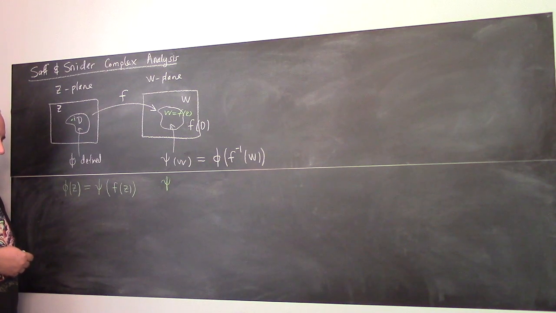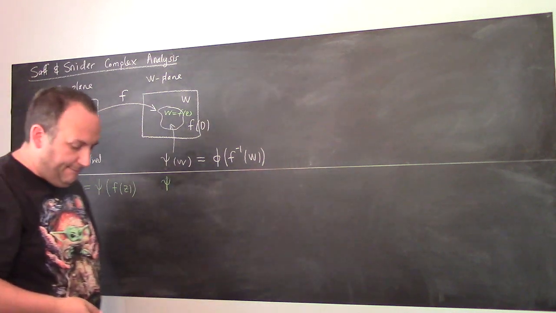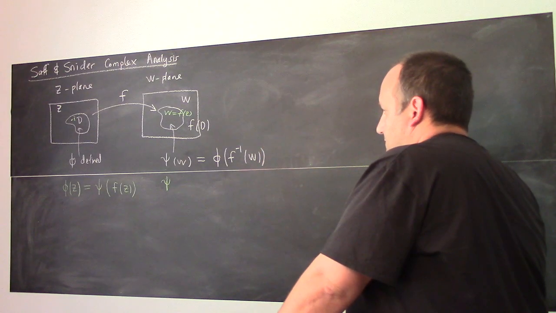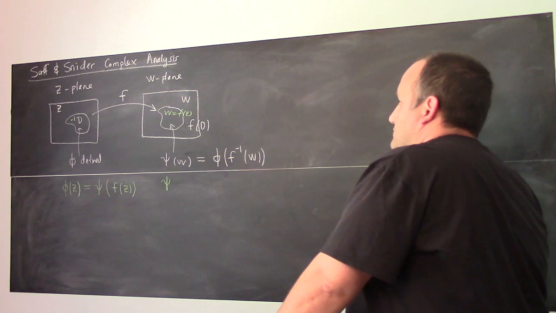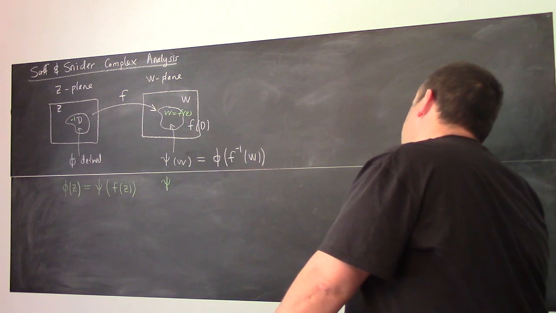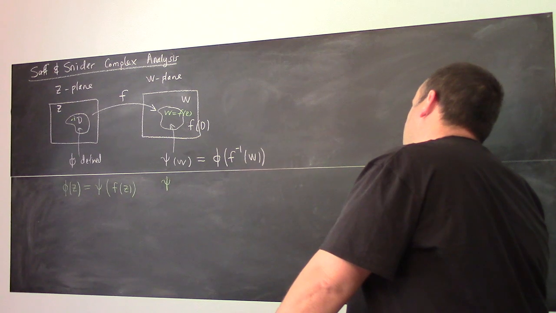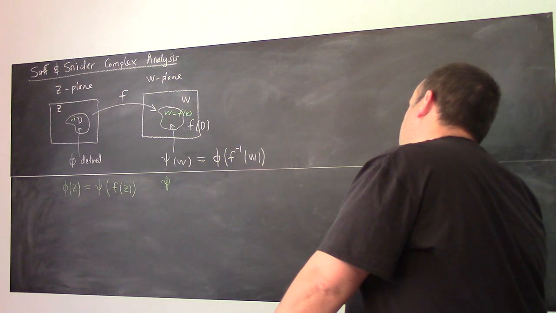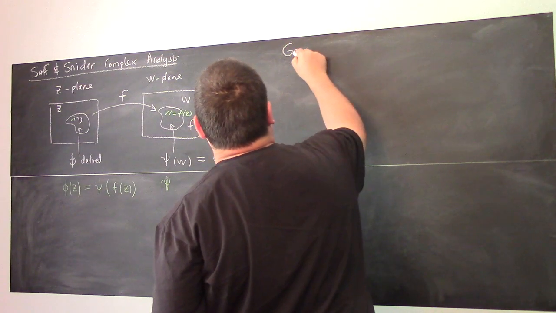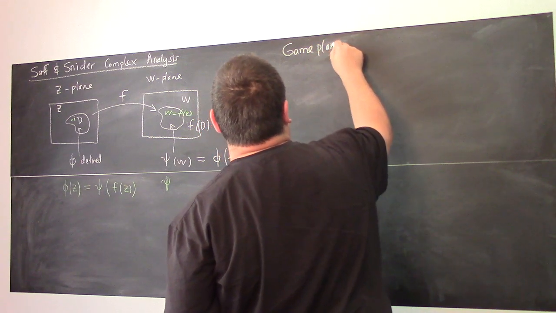It threw me off because you're inputting something from W into psi. So you get a phi of z, which goes to f of z, which f of z has to come from a psi of f of z. See what I'm saying? I might just be getting confused by that. Here's the psi of w, a point w. Here's the game plan.